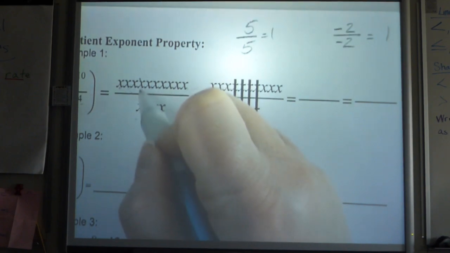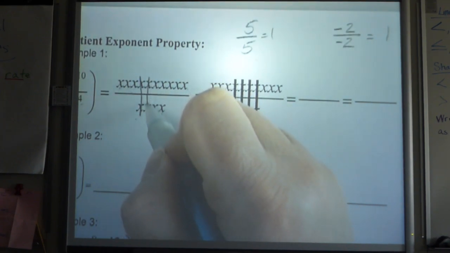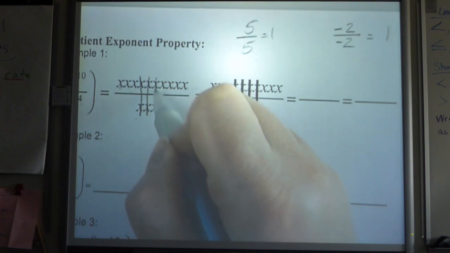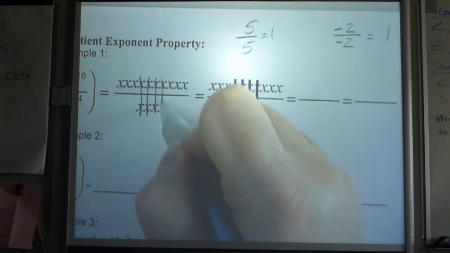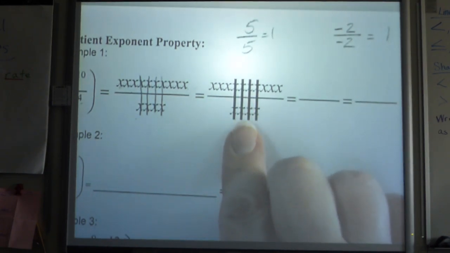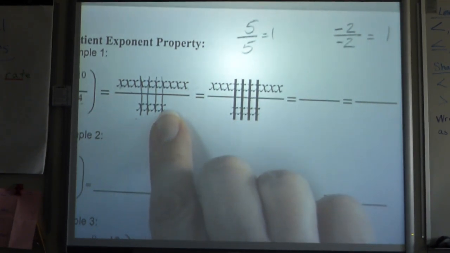So x divided by x will give me 1. X divided by x gives me 1. It's written here. I just wanted to let you see what that meant.